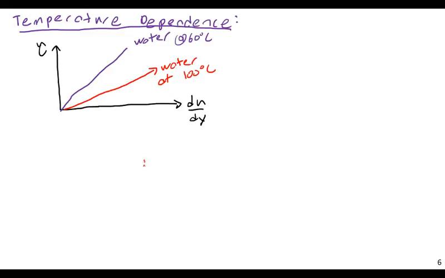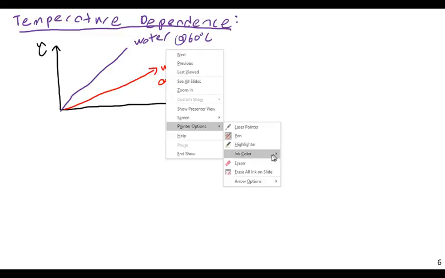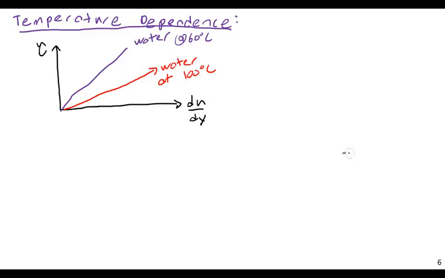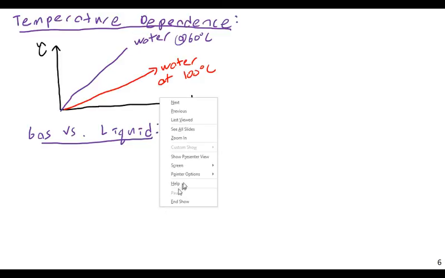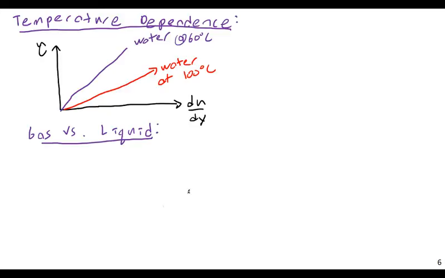Now, what about gas versus liquid? Interestingly enough, you might think that viscosity always goes down as temperature increases, but gases are actually an exception to this. It turns out that the viscosity of a gas actually increases with temperature.